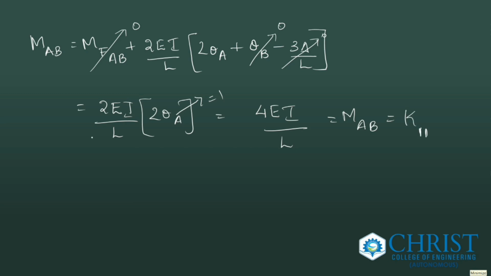What does K11 stand for? The first one stands for location, and the second one stands for the point at which the unit displacement is applied. Here we are applying unit displacement at the first point itself. Hence the second one is being used.